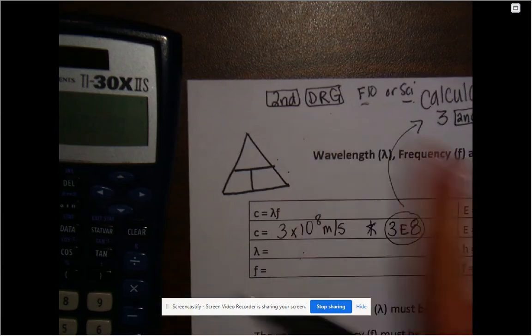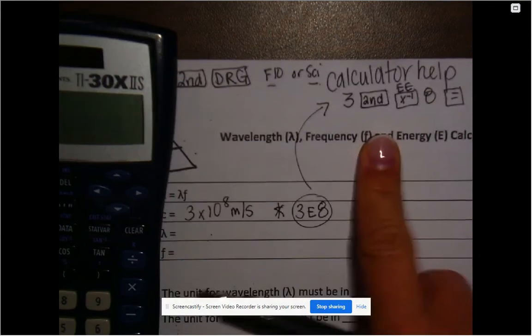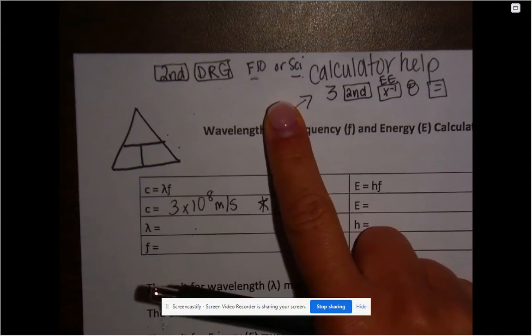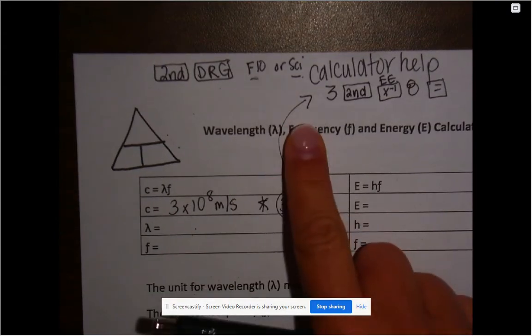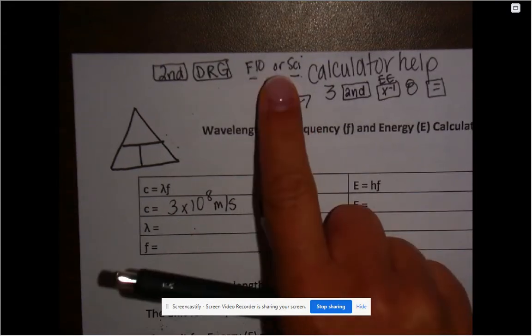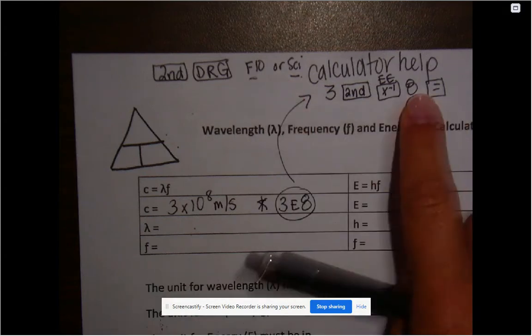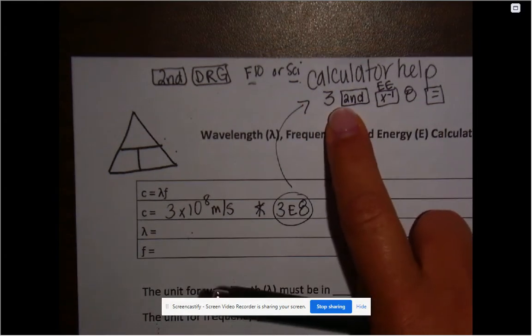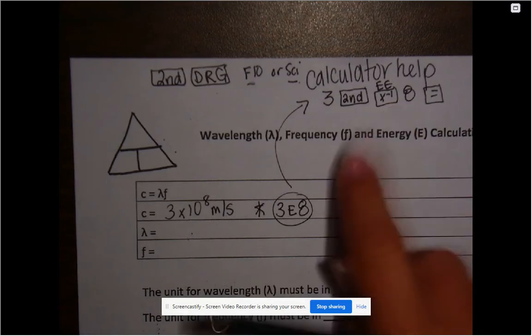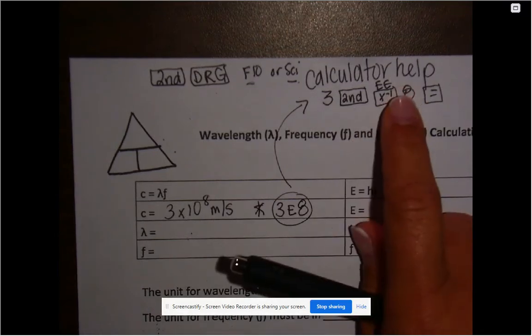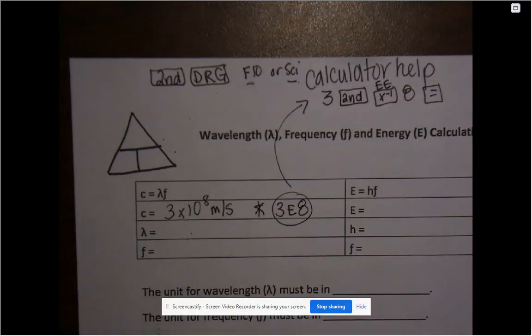All right, are there any questions on these two little calculator helps? We all good? It says second. This is the button that you had to push, the x to the -1, because there's a little EE on top of it, if you look at your calculator. Okay.